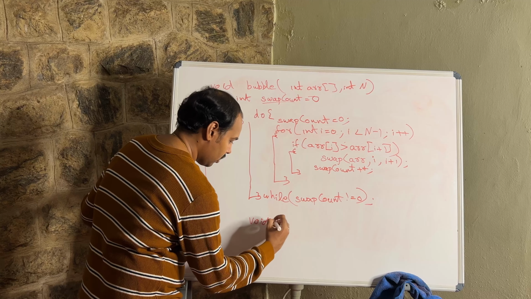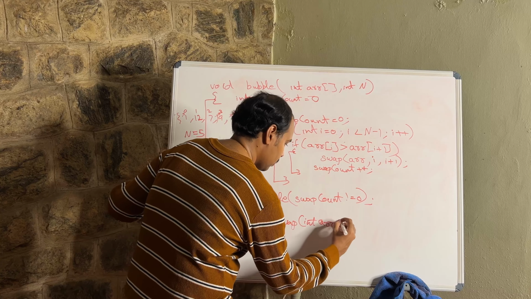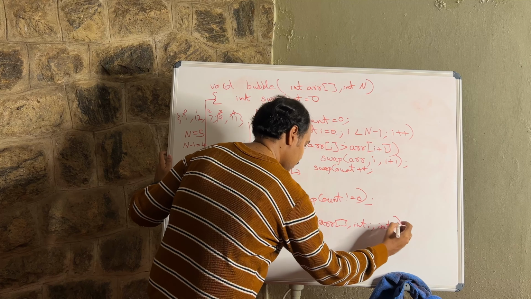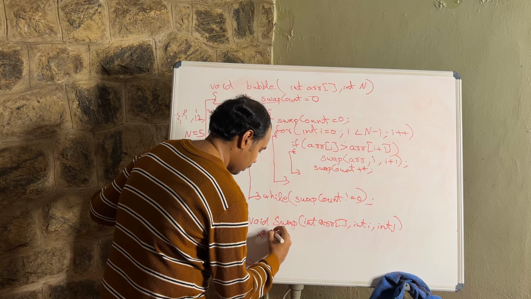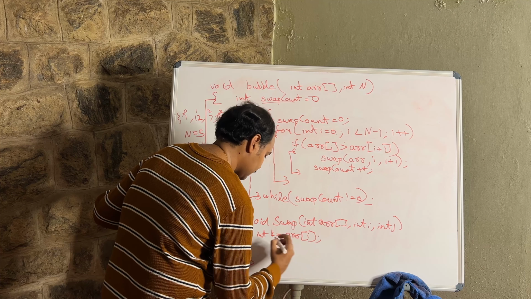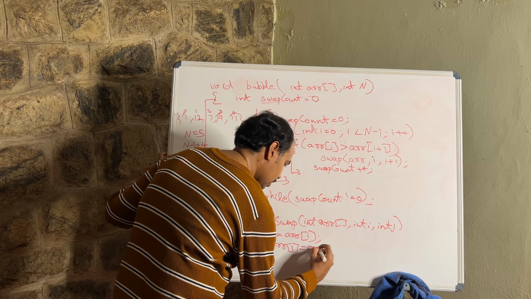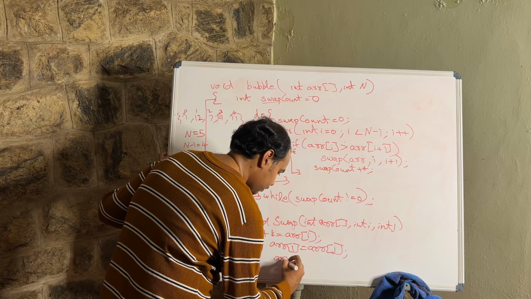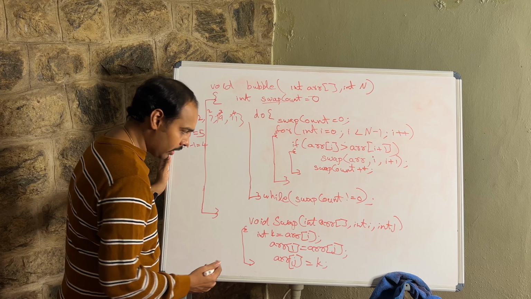Void swap, int arr, int i comma int j, int k equal to arr of i, arr of i equal to arr of j, arr of j equal to k. What am I doing here?